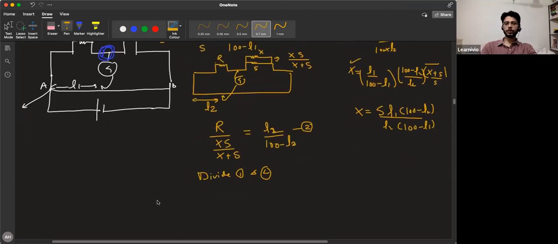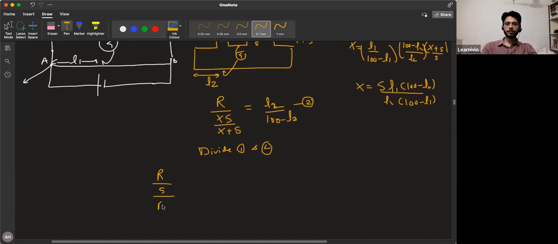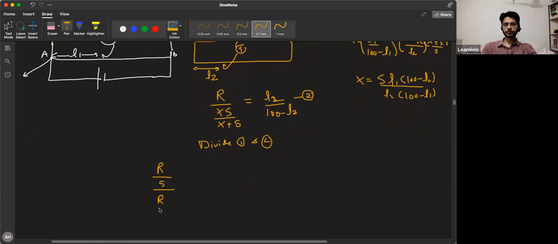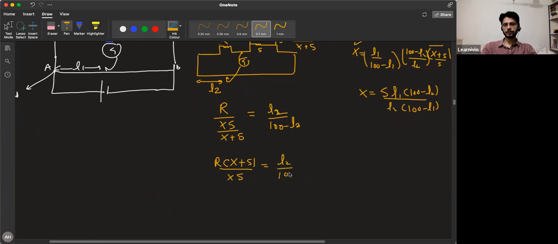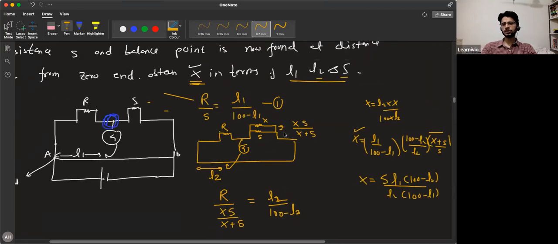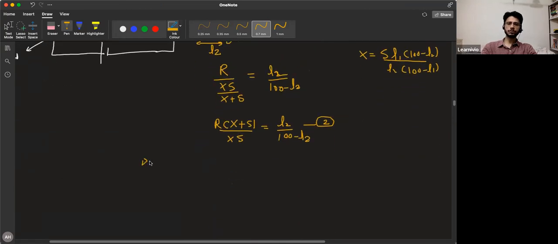We divide 1 by 2 now. When we divide 1 by 2, this is r by s divided by r by. Let's first simplify this equation. This will go to the numerator, so this will be r into x plus s divided by xs is equal to L2 by 100. Just check each and every step of the calculation. Simple calculation, just divide 1 by 2.